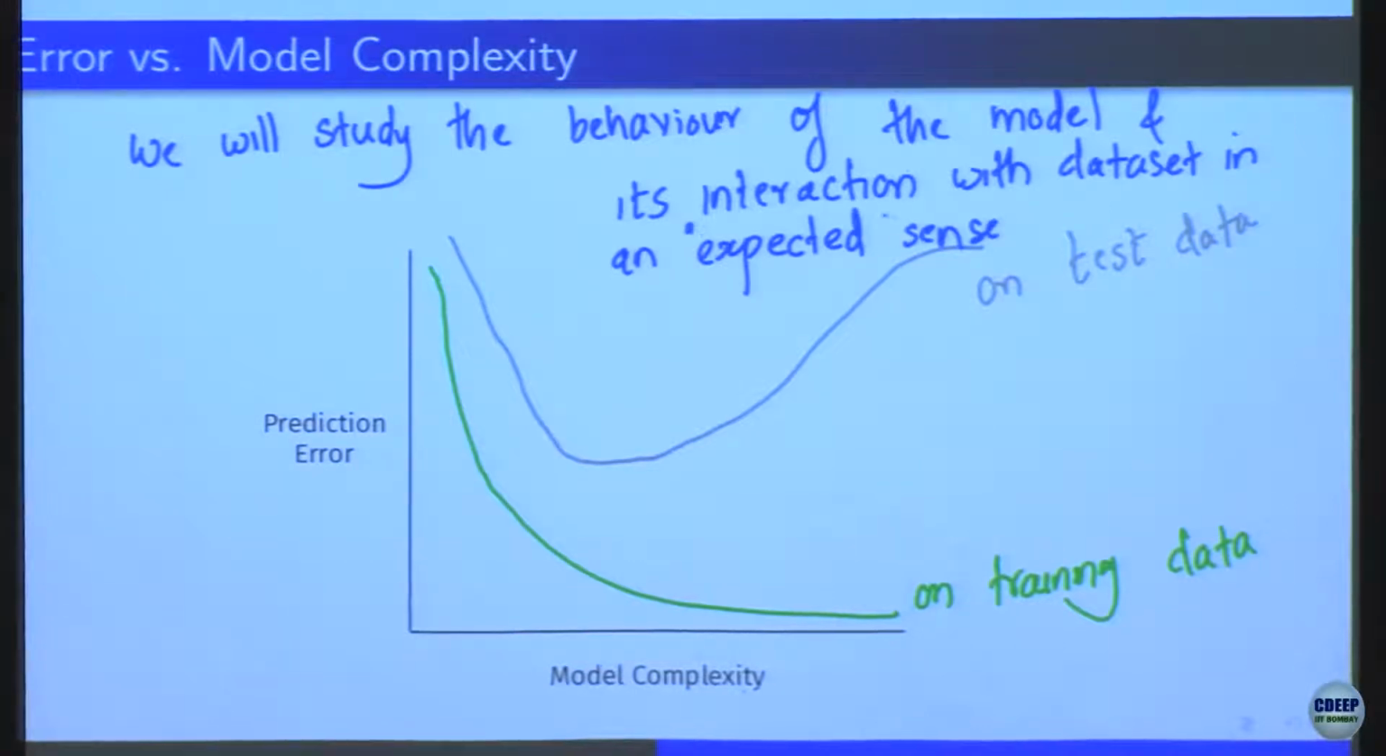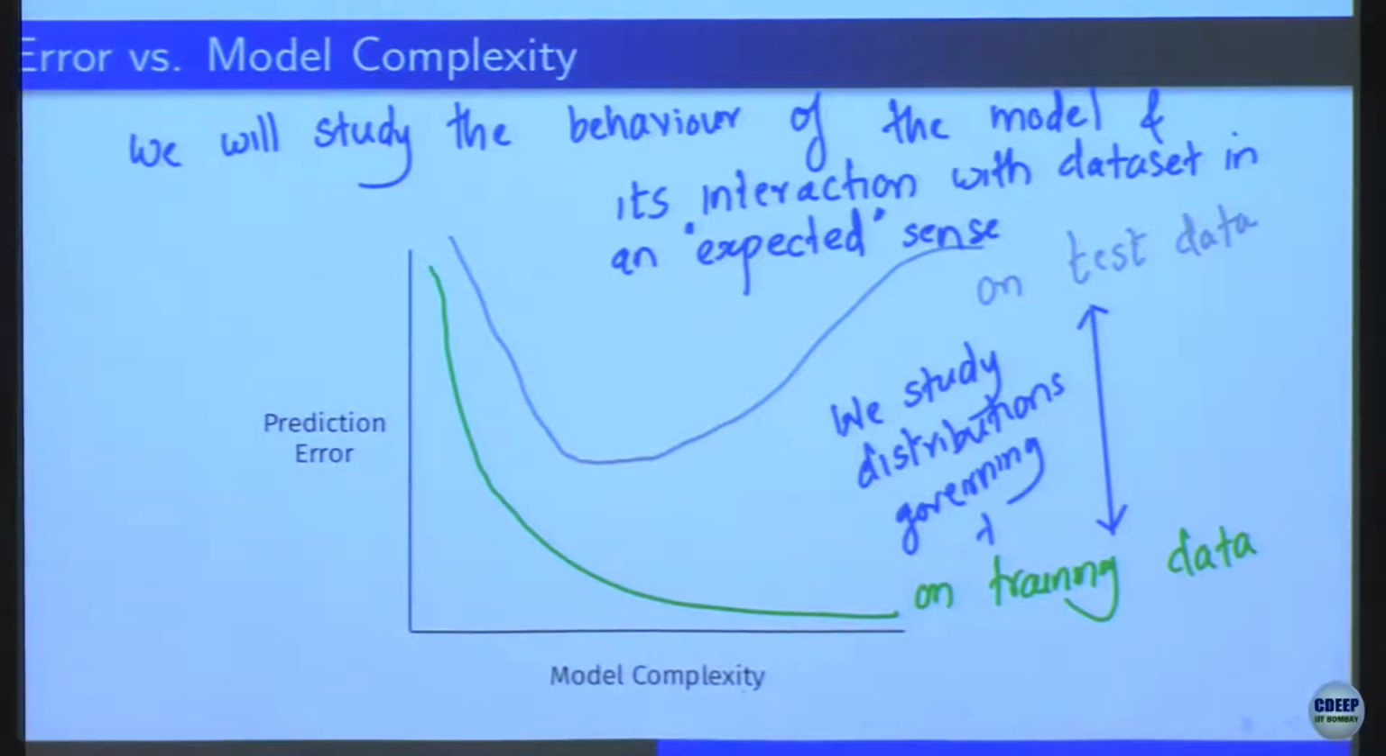In an expected sense, so please expect a lot of expectation to come up in some of the following slides. Why? Because we are talking about distributions. The moment we talk about test data versus training data, we are concerned with the distributions because it's a spectrum. Is it making sense? The distributions that underlie both the generation of the y's.